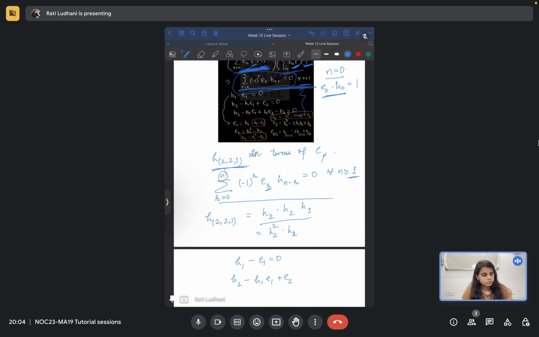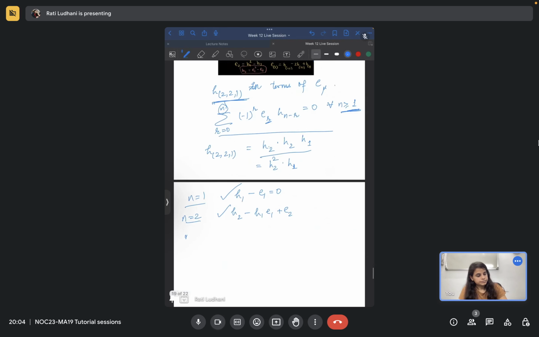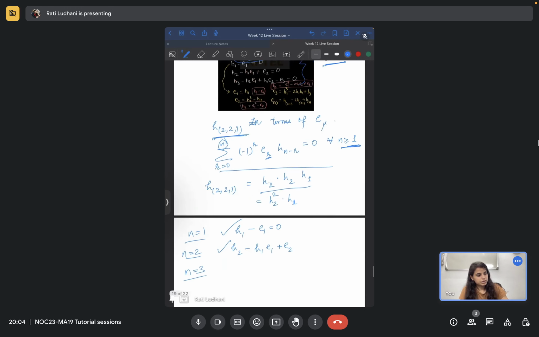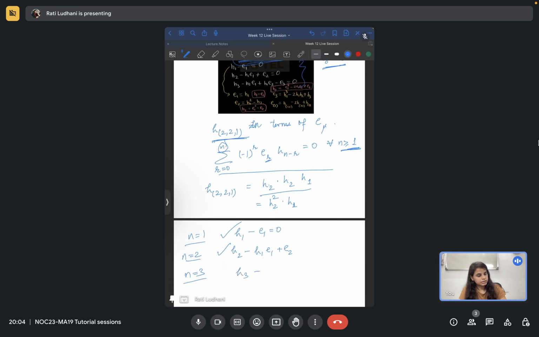When you consider n equals to 1, r is equal to 0 first, and in the second one you will consider r equals to 1. So this summation you will expand, and you'll get this. Now when you consider n equals to 2, you'll get this. So this is n equals to 1, this is n equals to 2, and this is n equals to 3. You'll get h3 minus h2 e1 plus h1 e2 minus e3. Actually you don't need h3 right now. You just need h2 and h1, right? So this is equal to 0.